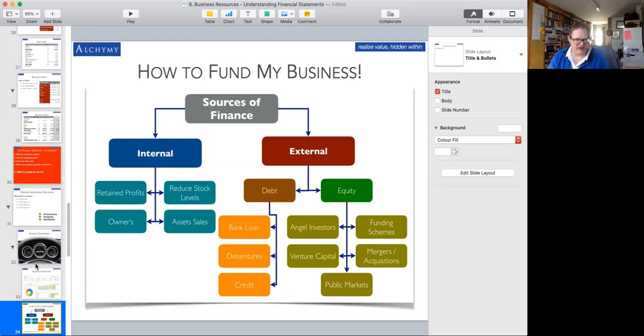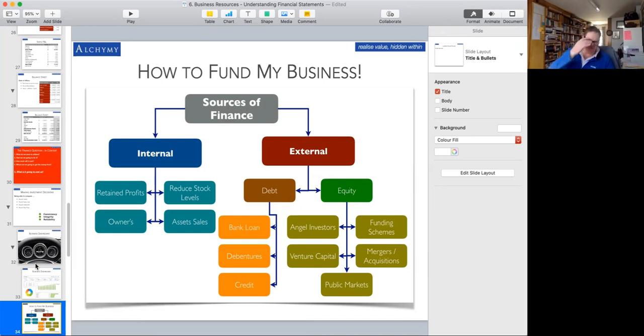Do we get it by having a fire sale in some of our stock to generate some cash? Not a great option, really. Do I look to our owners to put in more money? Are there some assets we can sell? Those are our internal sources of funds. They only get us so far. So we have to look externally.